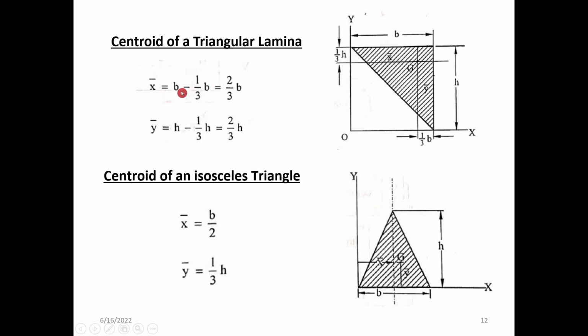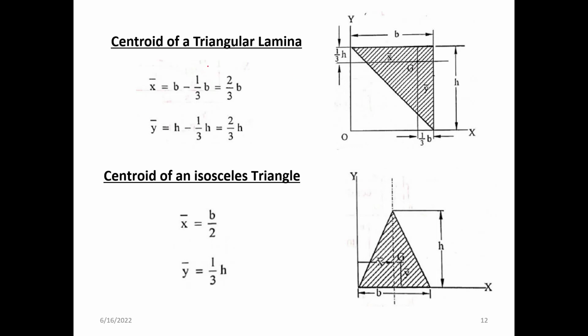Actually, we are finding x bar. x bar is the total b minus one third of b. Here we have to find the centroid with respect to the x and y axes. You know the centroid with respect to this point is b by 3 and h by 3. So with respect to this axis, y o x, you have to find the x bar. x bar is equal to b minus one third of b, because one third of b is from here to here.